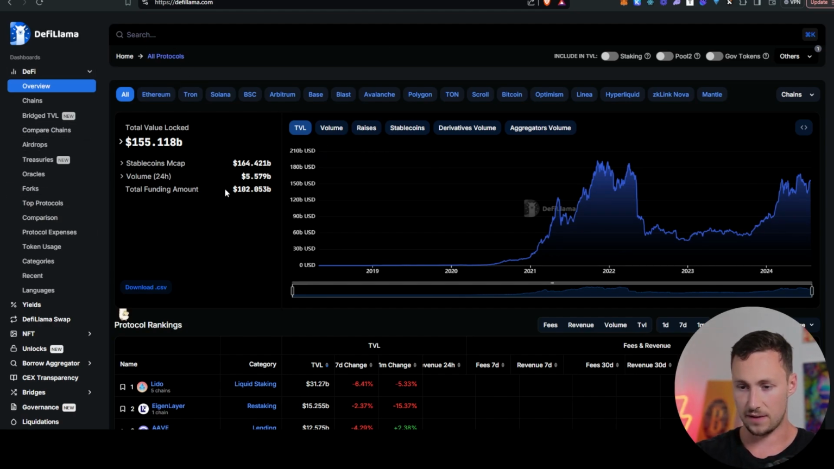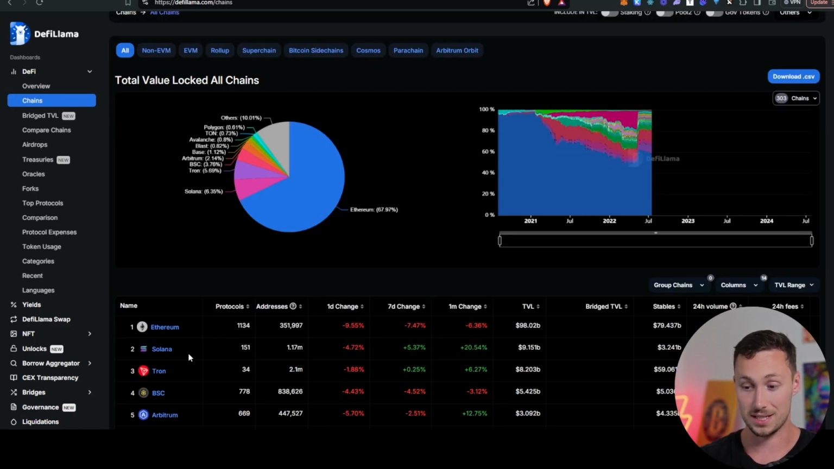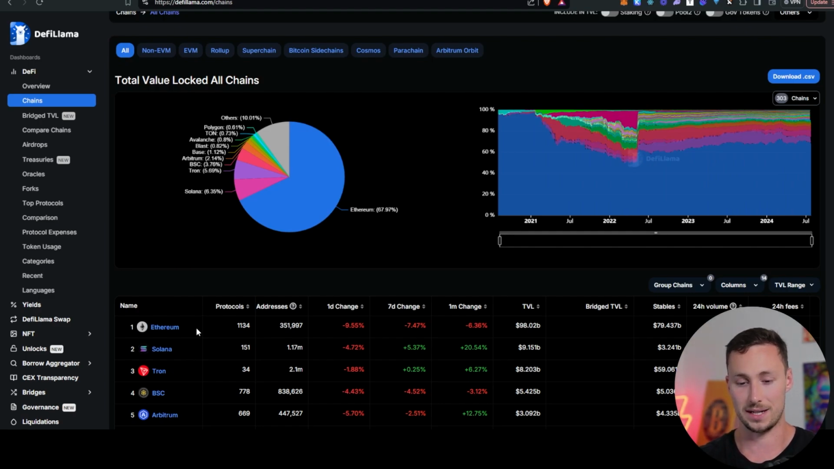Here is DeFi Llama. First metric we're going to look at is total value locked. Total value locked, funny word, long way of basically saying deposits. So this is going to be the amount of money deposited on different DeFi protocols. And for blockchains, what it means is the sum of all of the money deposited on protocols on that chain.